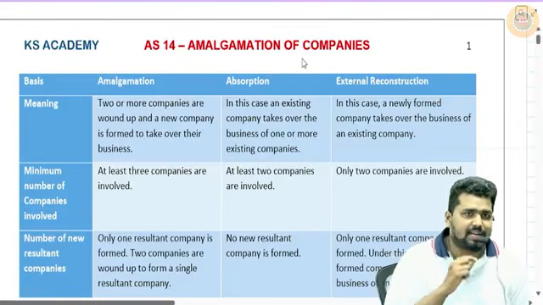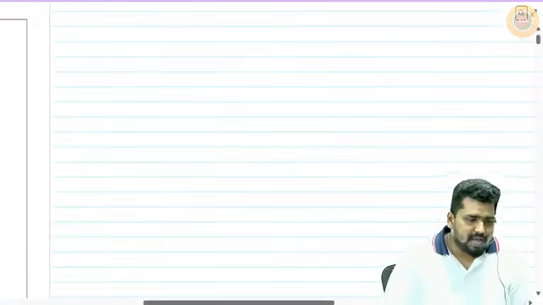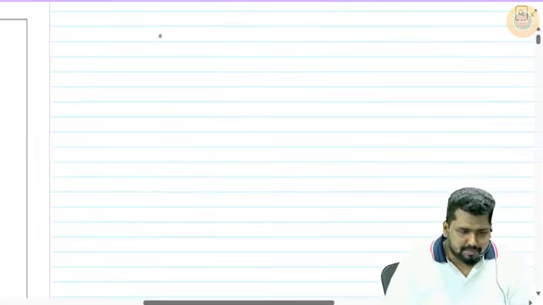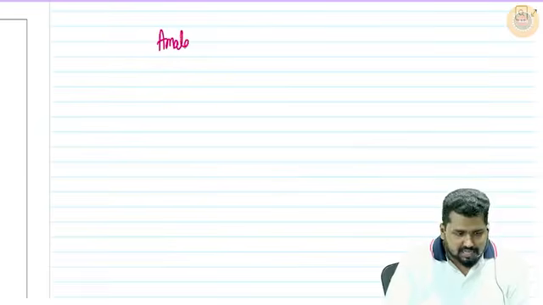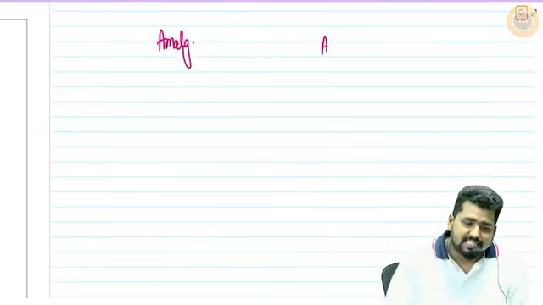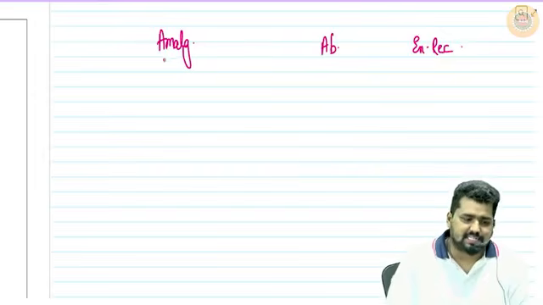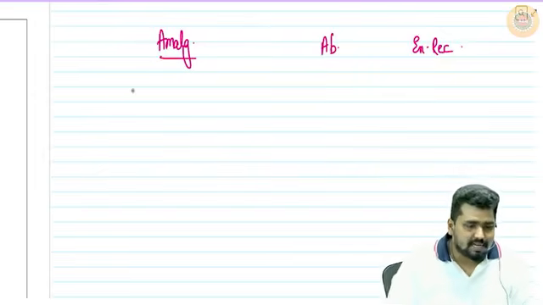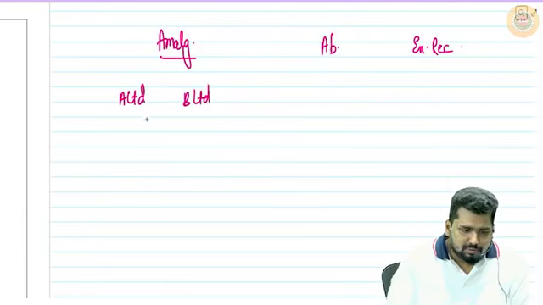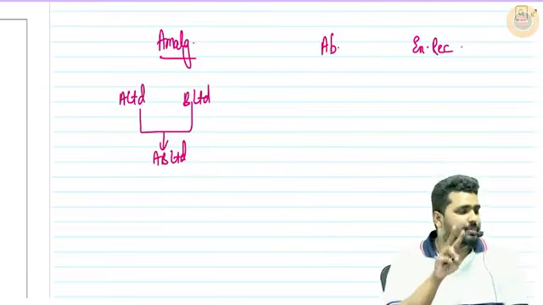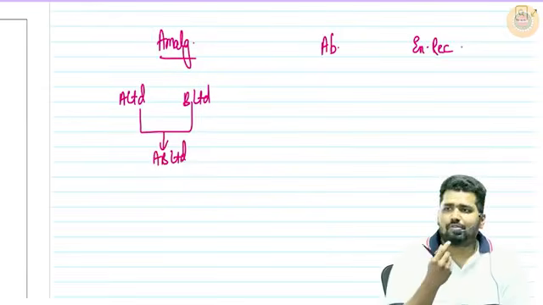Amalgamation of a company. Let me give a small background of this. There are three terms which you have to remember. One is amalgamation, other one is absorption, other one is external reconstruction. What do I mean by amalgamation, sir? For example, there are two companies, A Limited and B Limited. These two companies get liquidated to form a new company called AB Limited. This is called amalgamation. So a minimum of two companies should liquidate to form a new company.